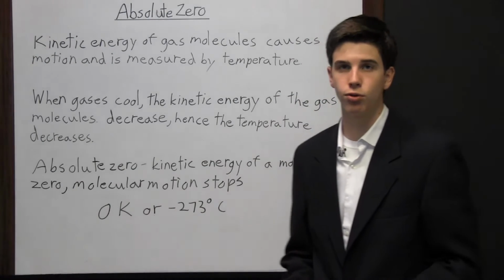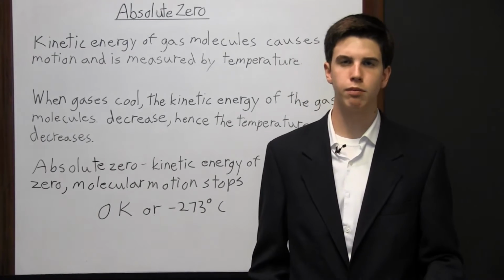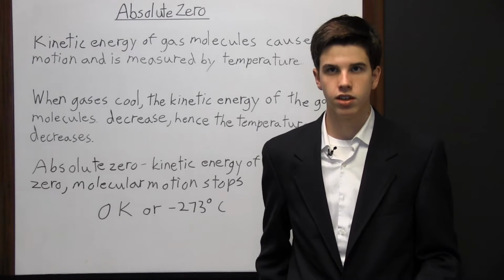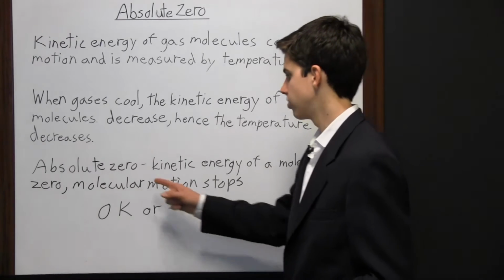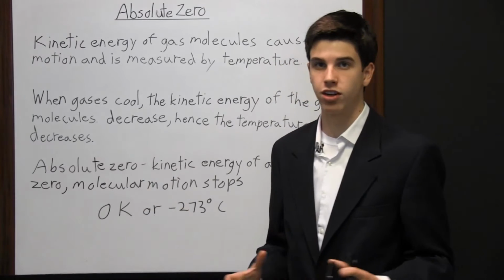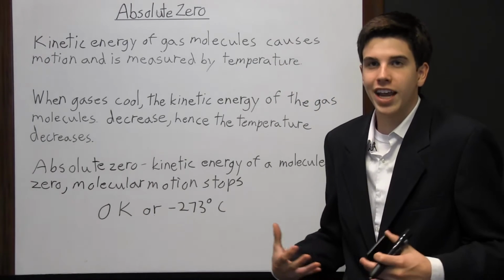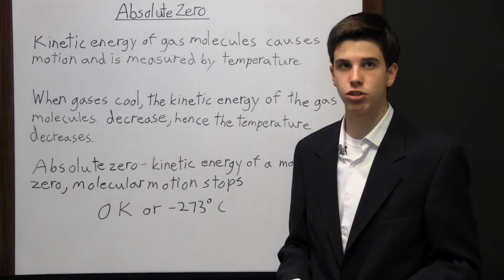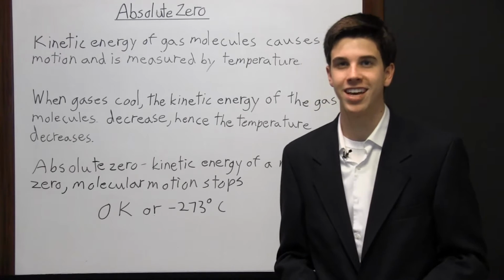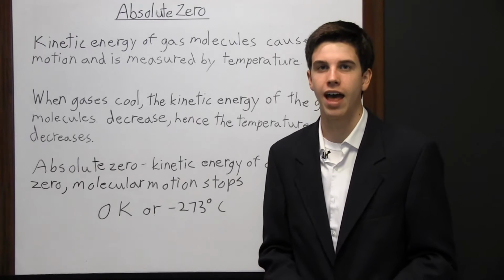Now, nothing can be colder than absolute zero because temperature is a measure of motion. And all motion ceases at absolute zero. So because the motion has all ceased and stopped, the motion can't stop anymore. So that's why absolute zero is absolute, because you cannot get any colder than that.